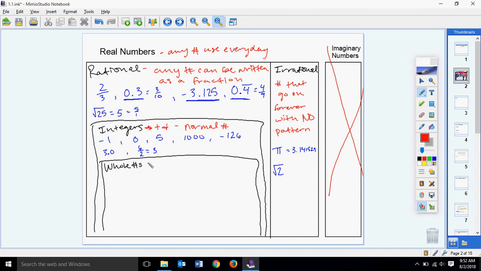And whole numbers are positive numbers and 0. So it has to be part of the integers now. Whole numbers are part of integers. So look at some of these integers here. They're the positive ones and 0.